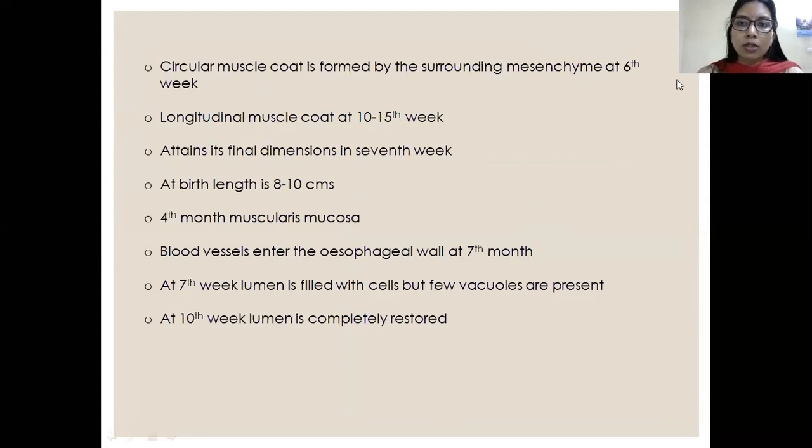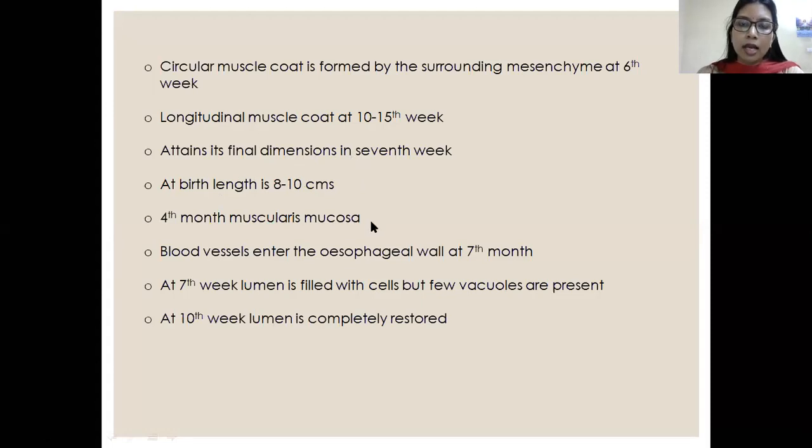This circular muscle coat is formed by the surrounding mesenchyme at the 6th week of gestation, and the longitudinal coat at the 10th to 15th week of gestation. The esophagus at birth is 8 to 10 centimeters in length. These dimensions are attained in the 7th week.